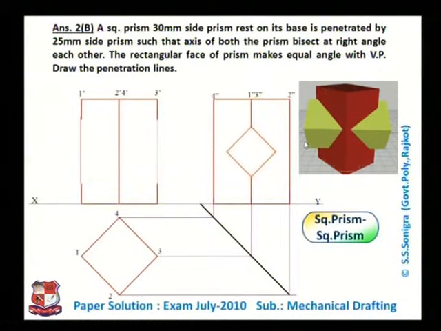Now draw the side view of this prism. In side view, this horizontal prism would appear like this, a square which makes an angle of 45 degrees with the XY line, and at the midpoint of this axis.